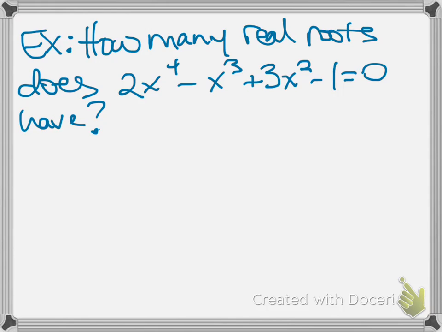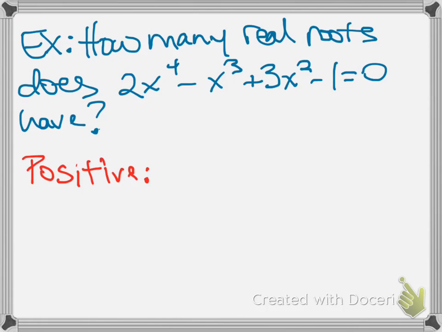Okay, so we want to identify how many real roots the polynomial 2x to the fourth minus x cubed plus 3x squared minus 1 has. So like I just said, we need to do this in two steps. First, we're going to look for the possible number of positive roots. And this is slightly easier because we already have our polynomial written in the form p of x. That's what we're given.